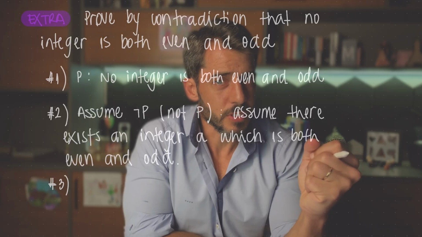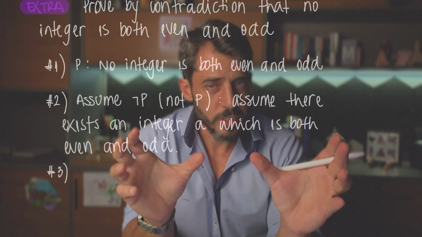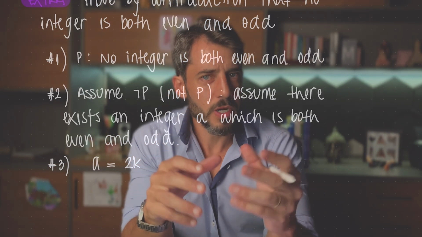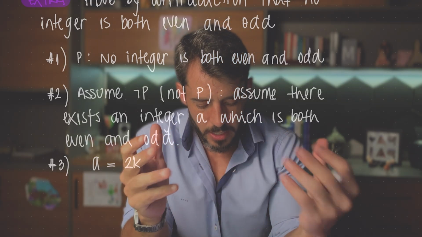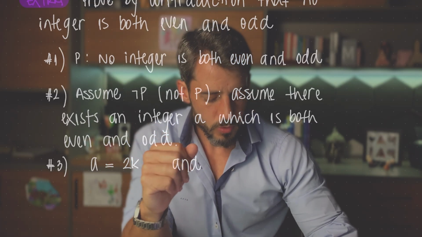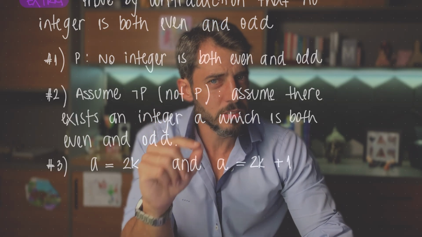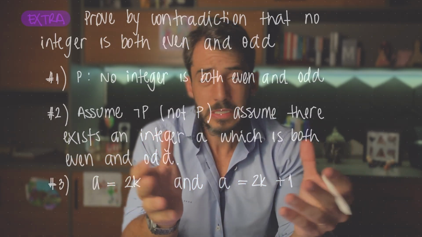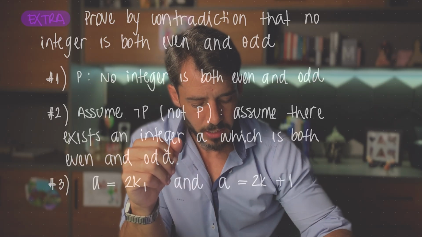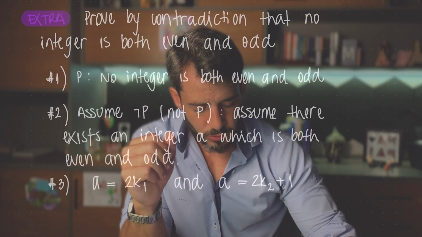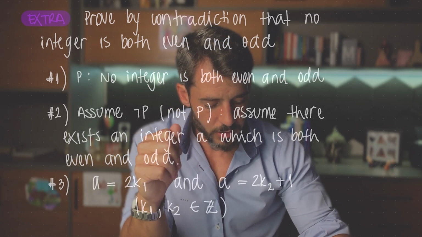Now, what is step number 3? If A is even and if A is odd, we can represent A in 2 different ways. A is 2 times k, and we write an even number as 2 times an integer. That's how we represent even numbers. And given that A can be odd as well, we're going to write A as 2k plus 1. Now there's just a small detail here: we don't know if these are consecutive integers, so we're not going to assume that. So we have A as 2k1 and also as 2k2 plus 1, provided that, of course, both k1 and k2 are integers.